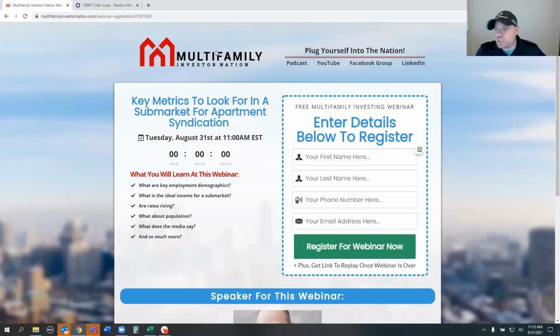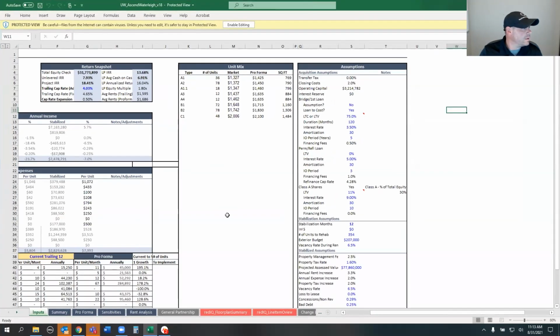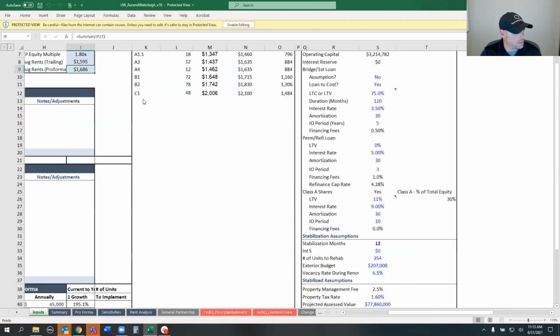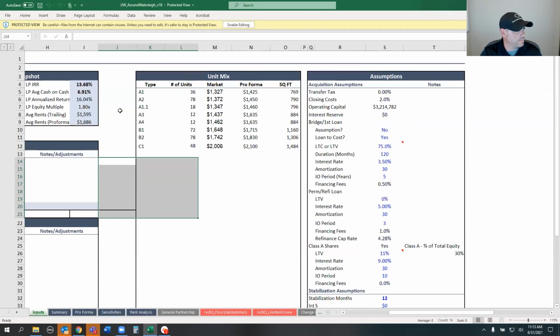So let's jump in a little bit. Let me go ahead and pull this over. All right, this is some underwriting for Ascend, Waterly. This is our average rent. So I'm going to focus here on our average rents. Let's see here. And let's go here.